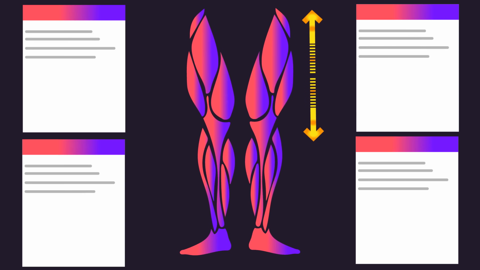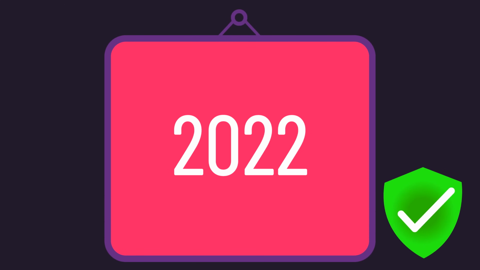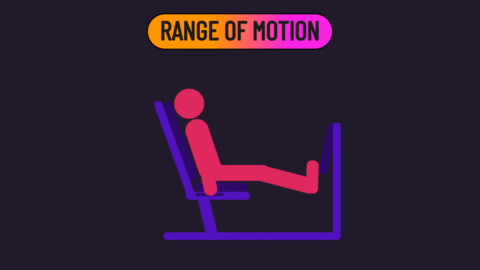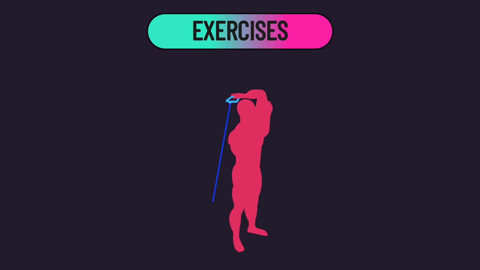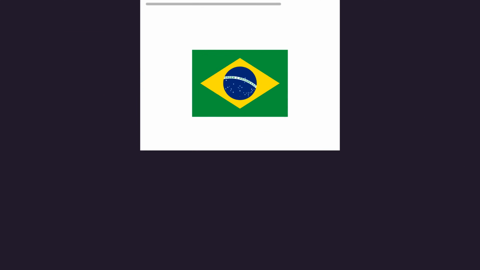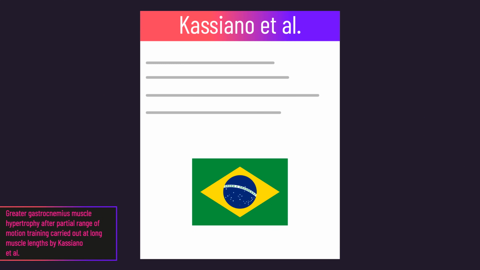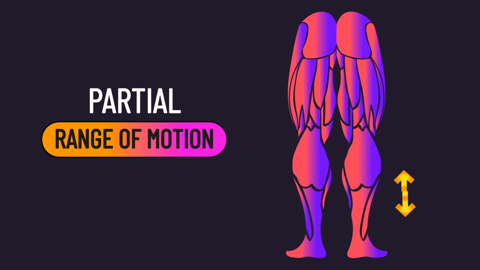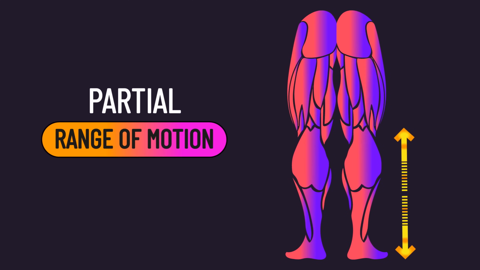In the last few years, the research has provided great insight into how training muscles at stretched positions is great for hypertrophy. 2022 is no different, with further papers comparing range of motions, different exercises, and exploring stretching in between sets. Let's overview them. A Brazilian study published very recently demonstrates how a partial range of motion at stretched lengths could be superior for muscle hypertrophy.